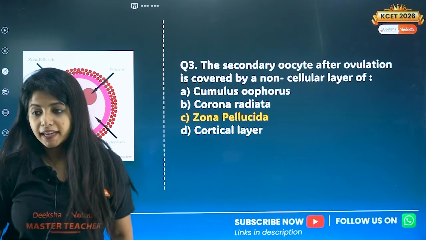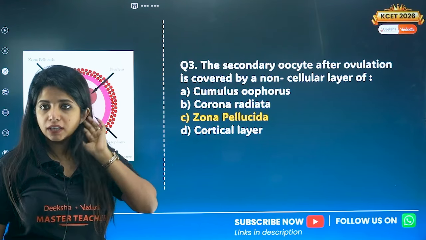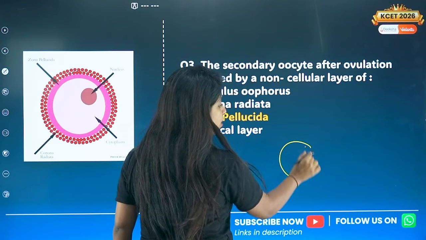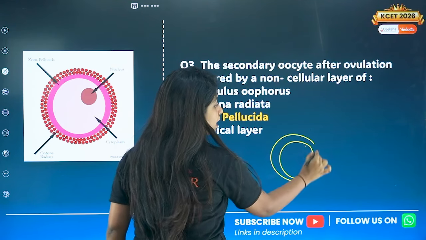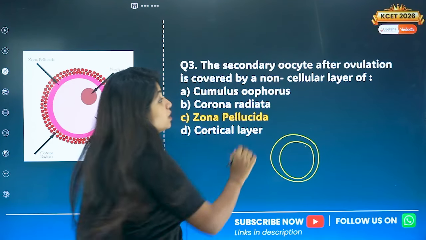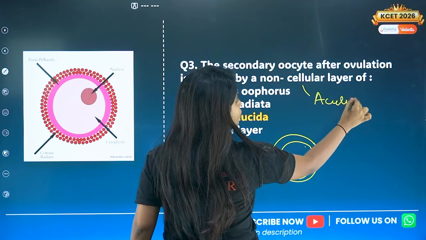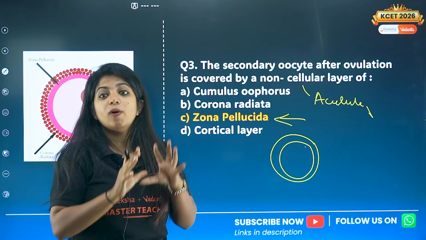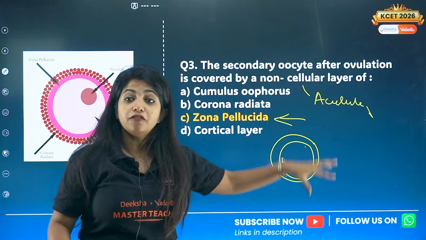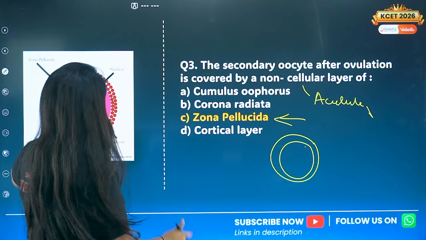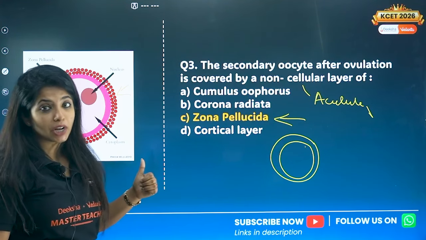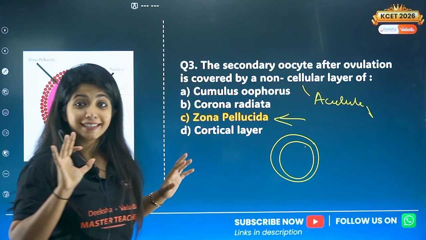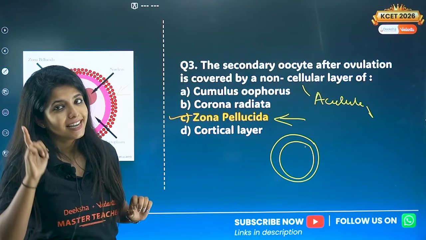So, just a second. The secondary oocyte after ovulation is covered by a non-cellular layer of what? So, the secondary oocyte, my dear children, you know what? It's so capable that it makes its own layer, but it is not made up of any cells. It is non-cellular, or you can also call it acellular. The structure is known as zona pellucida. This is around the secondary oocyte once it is released. And not just that, apart from the zona pellucida, it also has certain cells, as you can see over here. You call this corona radiata. But this is not made by the secondary oocyte. Only zona pellucida is made by the secondary oocyte. So your answer for this question is C.